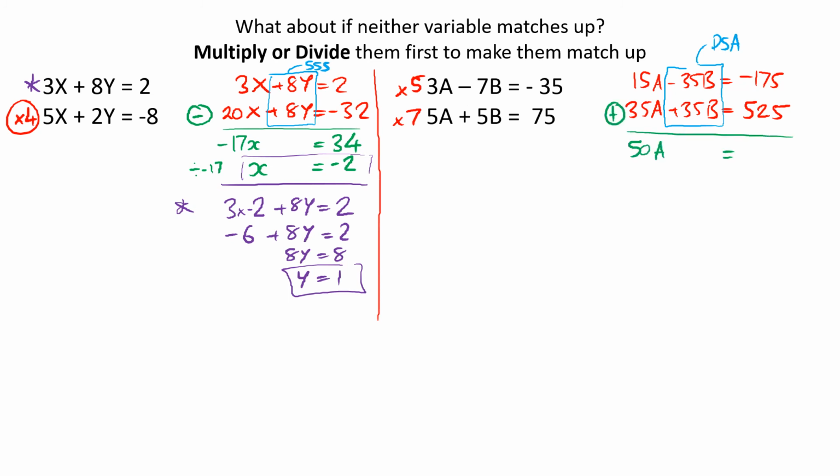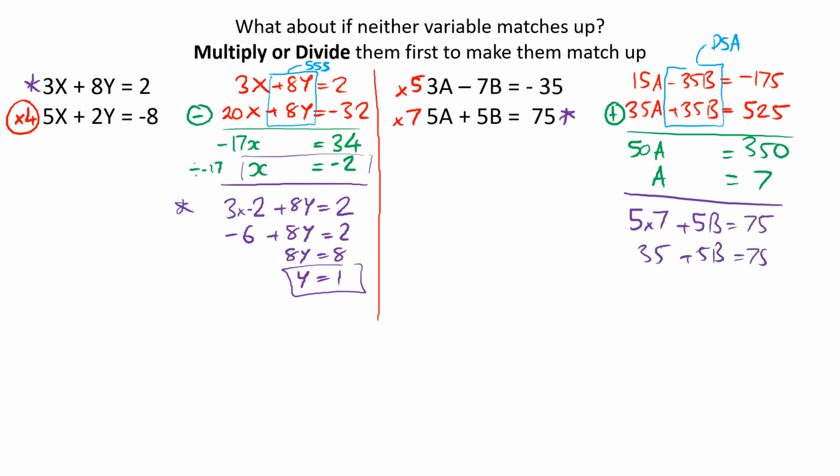50a equals 350. Divide by 50, a equals 7. Choose an equation to sub it into. I'm going to choose the bottom one because I feel like I've only ever chosen the top. Bottom one gives us 5a, so that's 5 times 7, plus 5b is equal to 75. So this will give us 35 plus 5b is 75. Take away the 35, divide by 5. So we've got a is 7 and we've got b is 8.